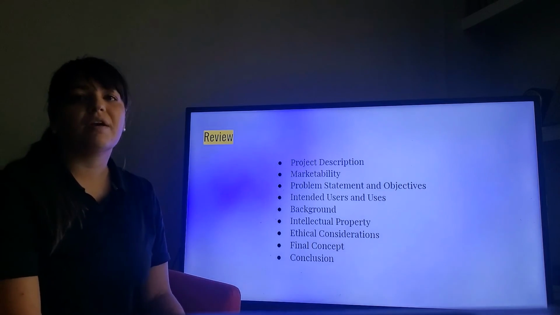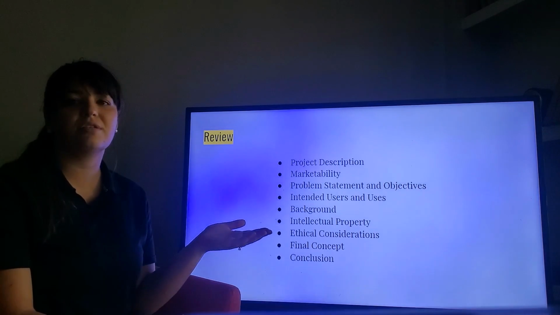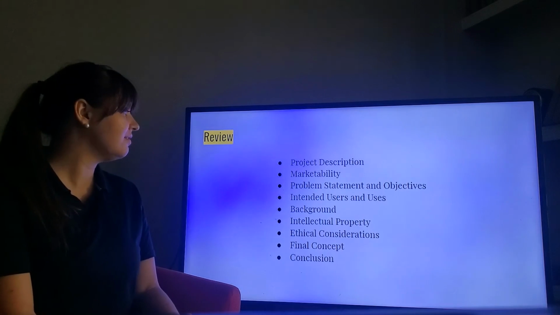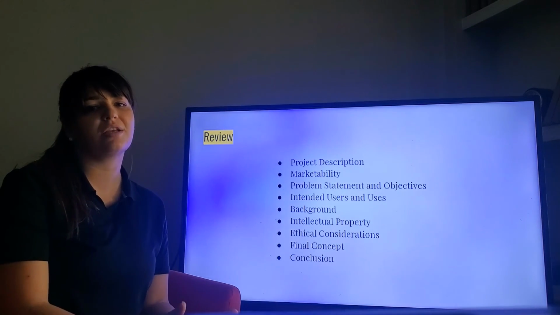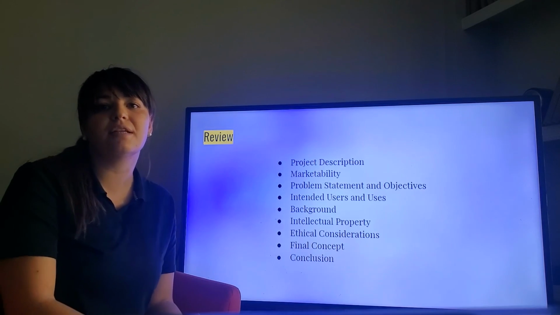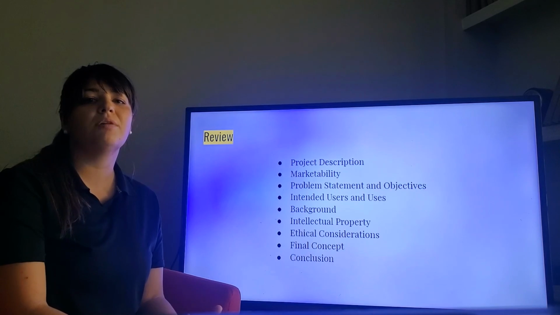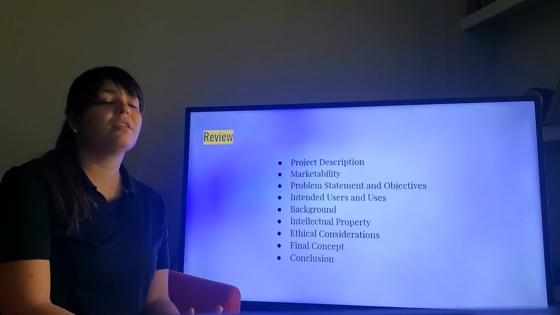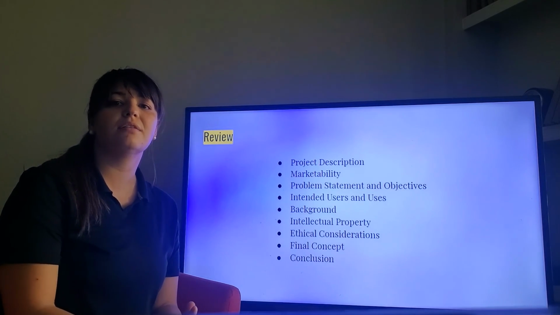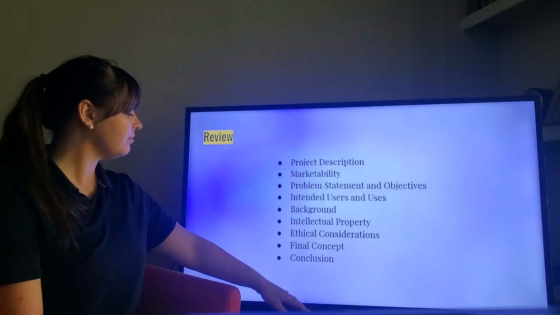To review, we have discussed several things throughout this presentation: the project description, the marketability, the problem statement and objectives, the intended users and uses for our product, the background and intellectual property, and the ethical considerations, and we have concluded with what our electrochromic device is, what it will be, and how our research will impact the future.